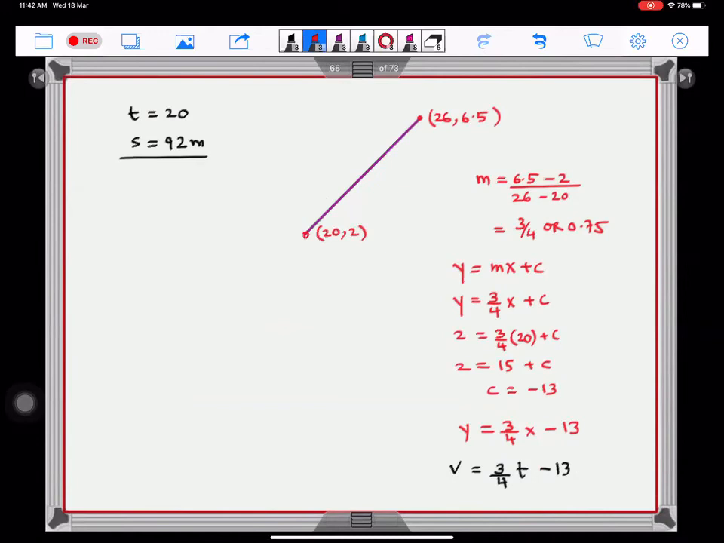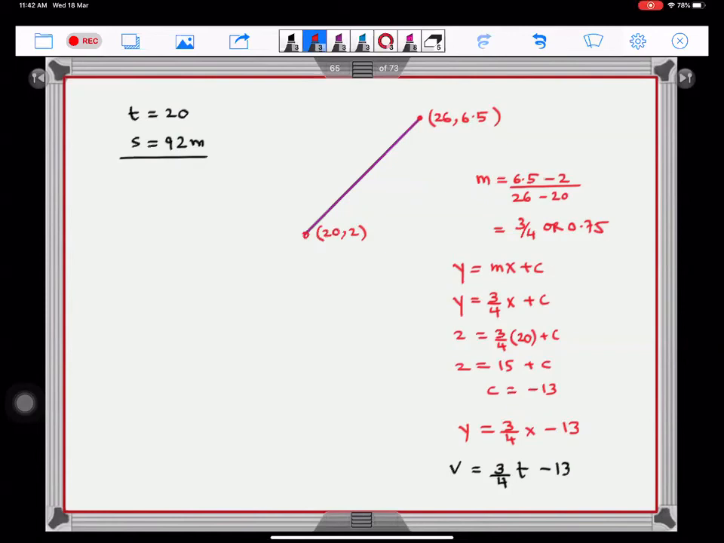Y-intercept comes out to be minus 13. Equation is y is equal to 3/4 x minus 13, but y is not y. Y is v, velocity. X is not x. X is t, t as in time. So you get a velocity time equation based upon the concept of coordinate geometry. And just for fun, just for extra knowledge, that's how equations of motion came into being. They were obtained using the process of integration.